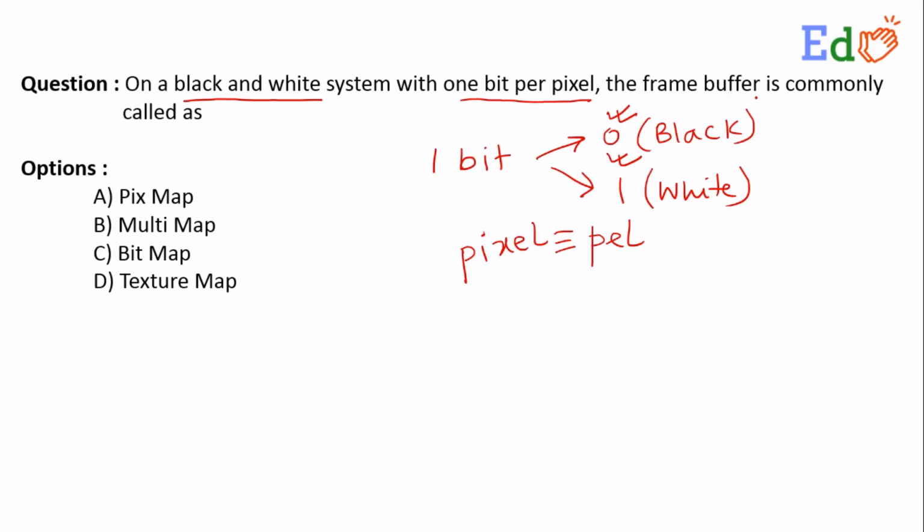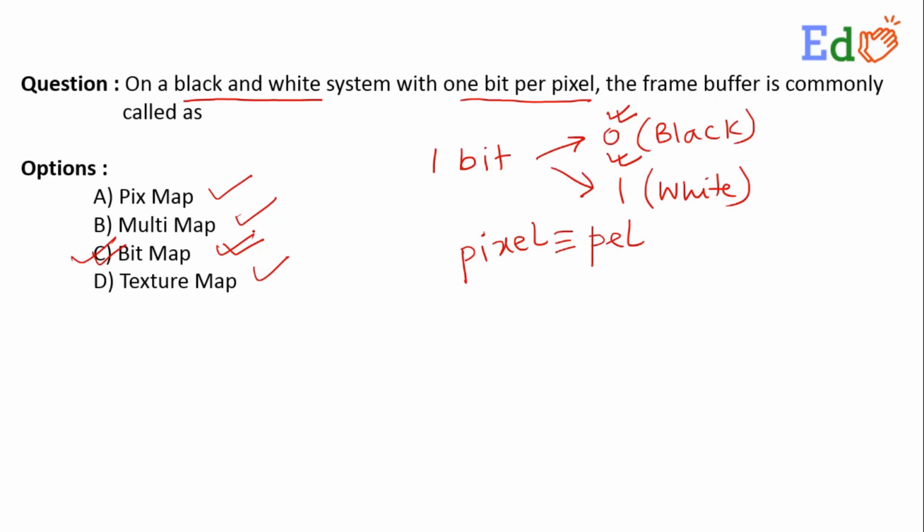Now the frame buffer is commonly the place which contains all this information of a frame, of one display screen. That is known as a frame buffer, and it is also called pixel map, multi-map, bitmap and texture map. So here the answer will be the bitmap. I shall be going for this option, that is a bitmap. So bitmap will be that very frame buffer which is commonly used on a black and white system with one bit per pixel of information to be stored.